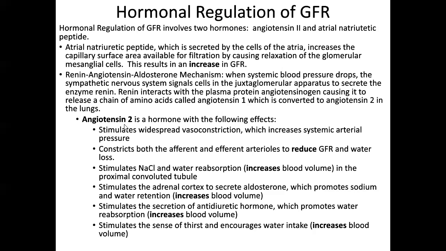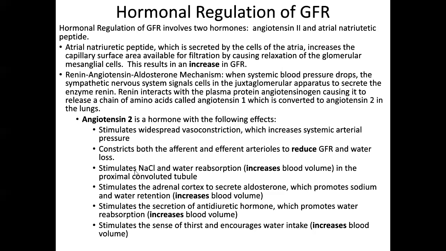So what does angiotensin do to us besides involve a whole bunch of organs? And well, we think back, it's what happens when our blood pressure drops. So what do you think our response is going to try to aim to do? Make your blood pressure go back up, right? Okay. Well, it's going to do a whole bunch of things that help make your blood pressure go back up. It's going to stimulate widespread vasoconstriction, which therefore increases systemic arterial pressure by itself. It constricts both the afferent and the efferent arterioles, which reduces GFR, and therefore we lose less water. So that makes our blood volume go up, which therefore makes your blood pressure go up.